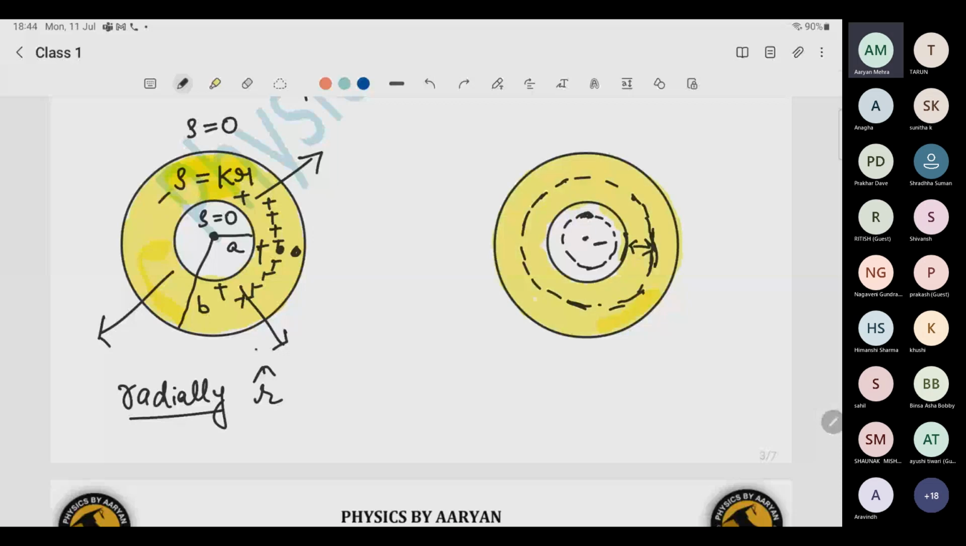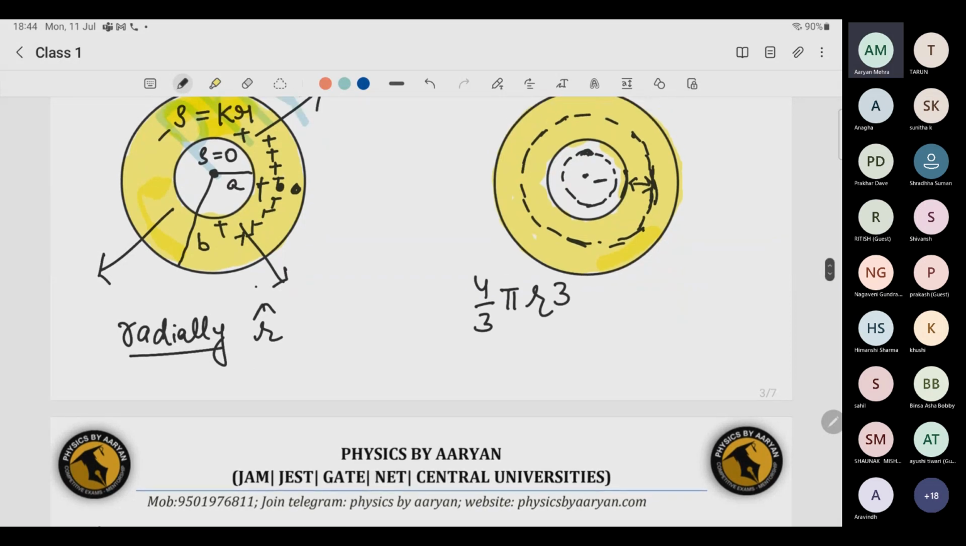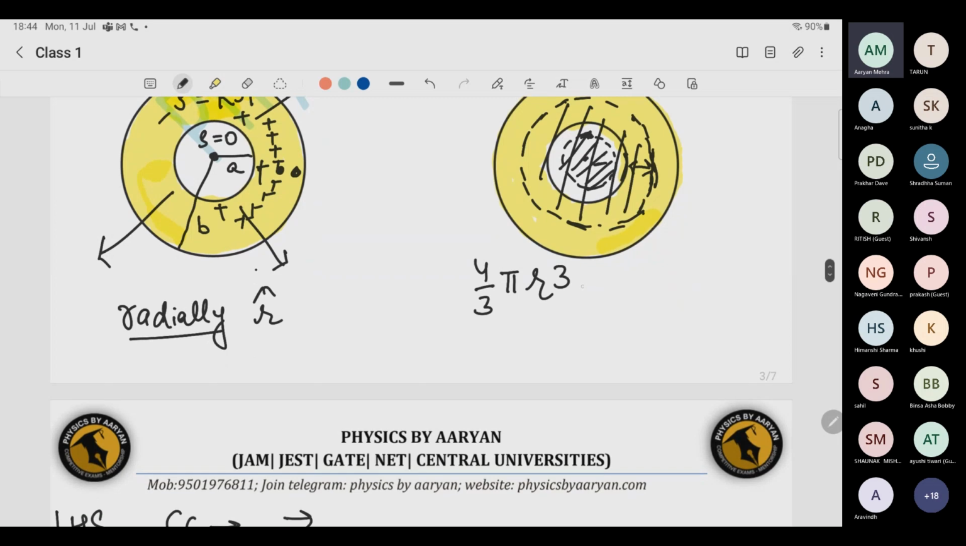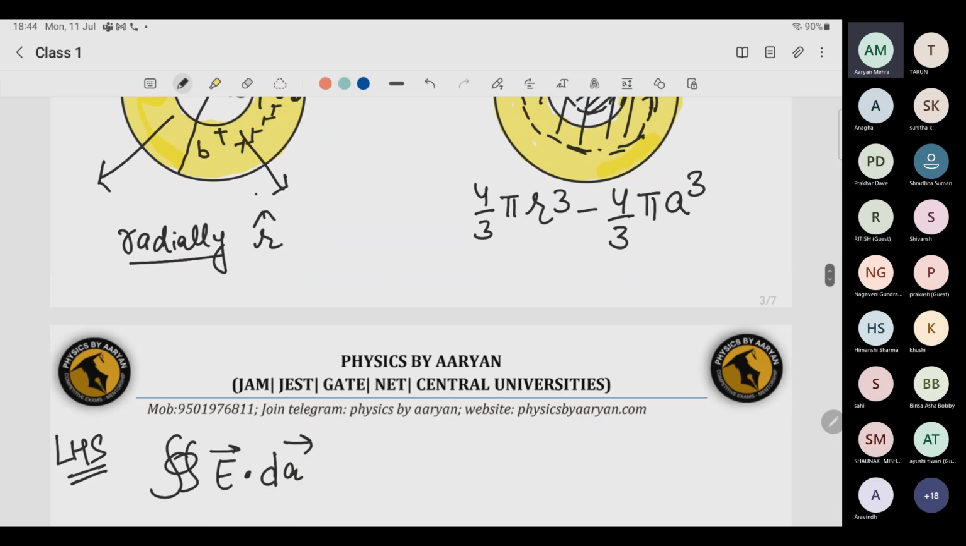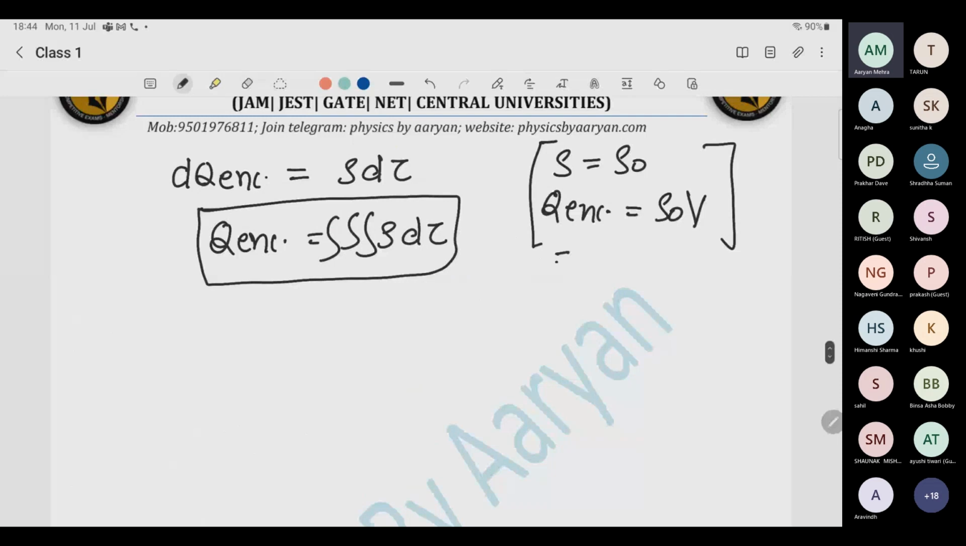What is the volume of this Gaussian sphere? We want to know what is the charge enclosed within this. Volume will be 4 by 3 pi r cube. But here is a trick. Your charge density is not available everywhere inside this volume. It is not present in the inner volume. So you have to subtract the volume of the inner sphere, that is 4 by 3 pi a cube. So in our situation, when charge density is constant, our answer will be 4 by 3 pi (r cube minus a cube).